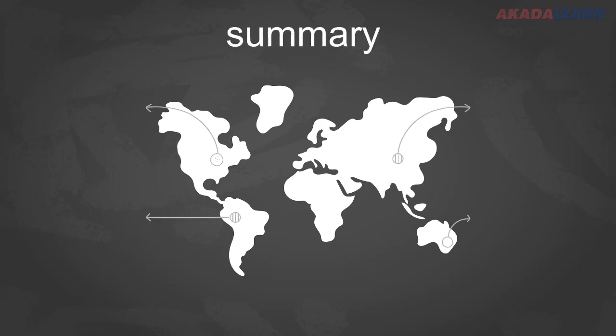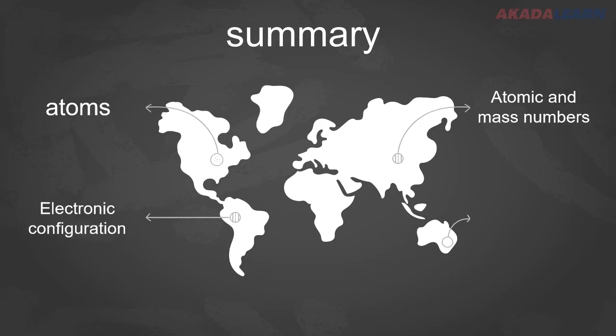Summary. In this lesson, we learned about the atom. We also learned about atomic and mass numbers. We learned about electronic configuration, and we also learned about the relationship between atoms and elements.